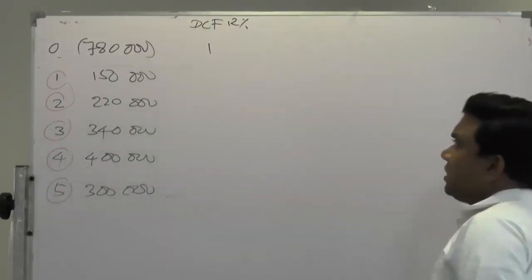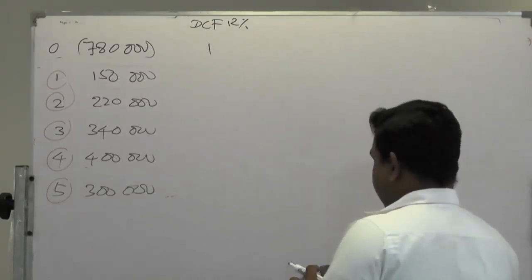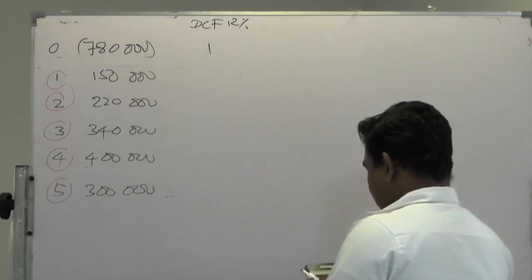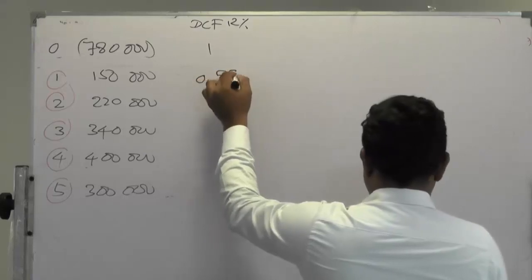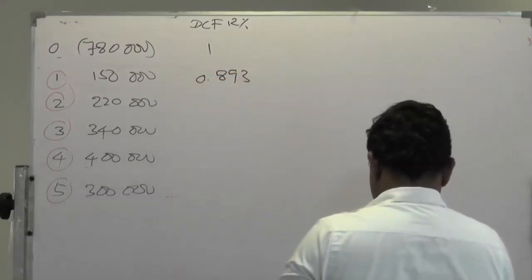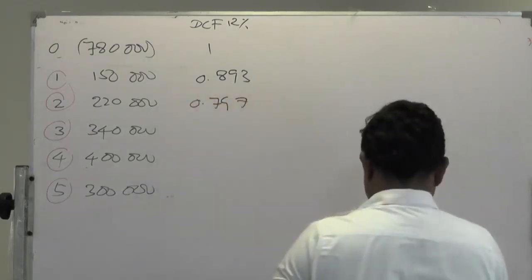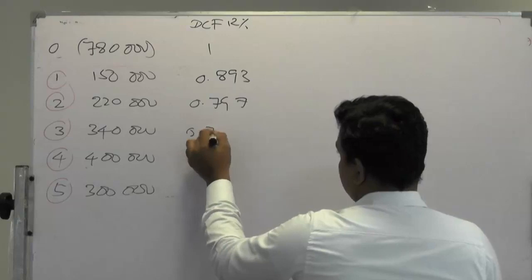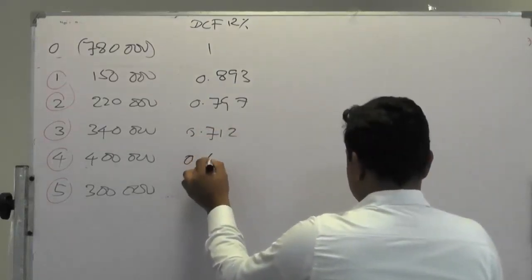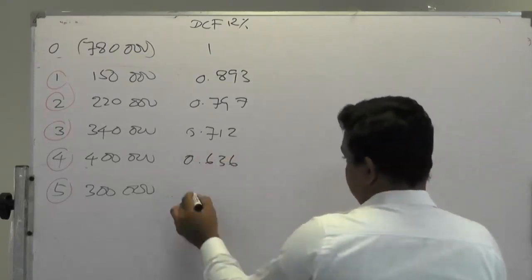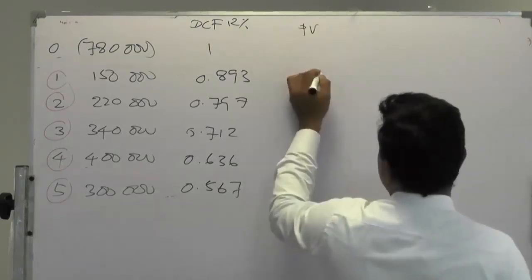Since it is year 0, it is 1, right? I have to take it again. I will quickly take it. 1 divided by 1.12 to the power of n gives 0.893, 0.797, 0.712, 0.636 and 0.567. Now you can immediately take the present value.